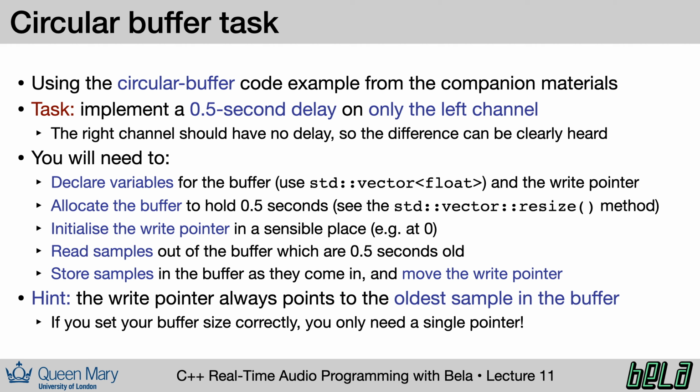A possibly helpful hint for this example is that you actually only need one pointer to implement this code. The reason for that is that the right pointer is always going to be pointing to the very oldest sample in your buffer. So if your buffer is only a half a second long, you can use it to get the oldest sample as well as overwriting it with the newest sample. Pause the video here and see if you can make this half-second delay work as expected.